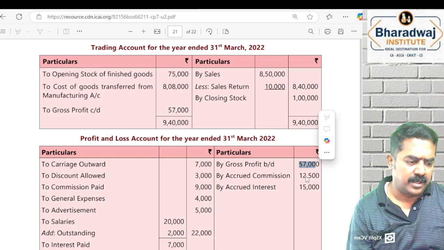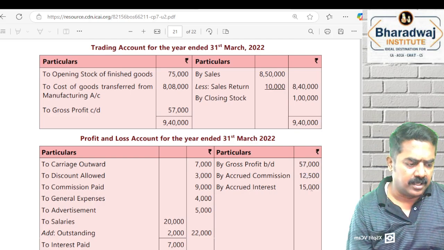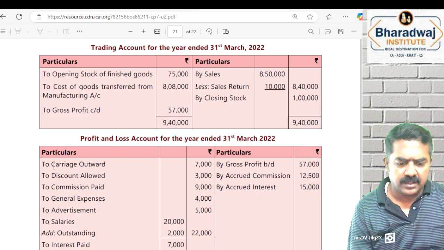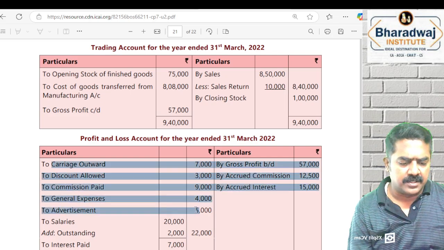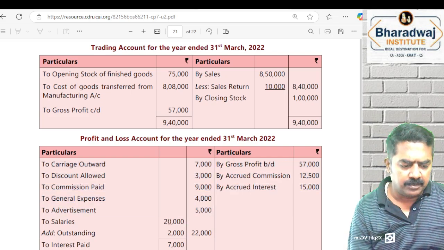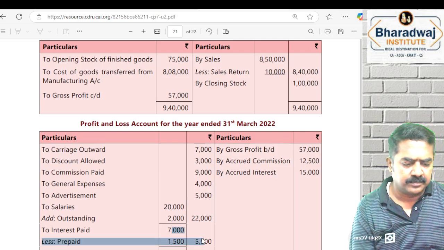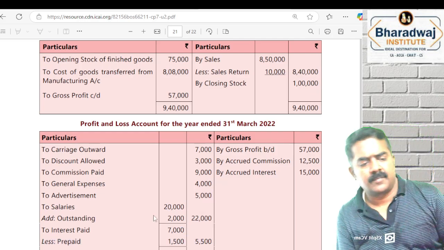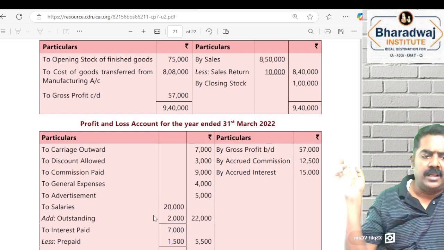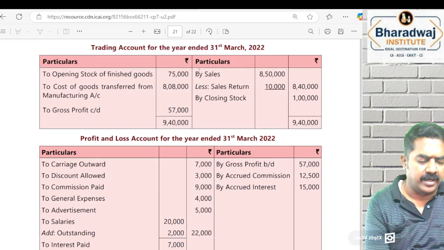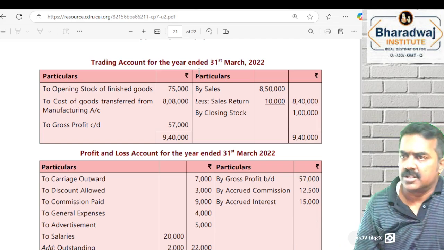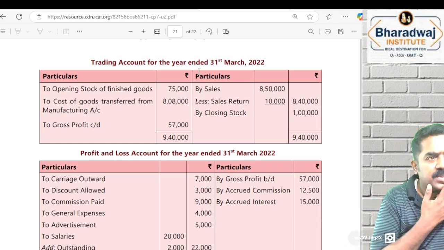So gross profit, accrued commission and accrued interest will come. All the other indirect expenses. Salary plus outstanding salary adjustmentல் கொடுத்திருக்கோம். Interest minus paid in advance will come. Any doubt in trading account? Correct? You got the gross profit 57,000.